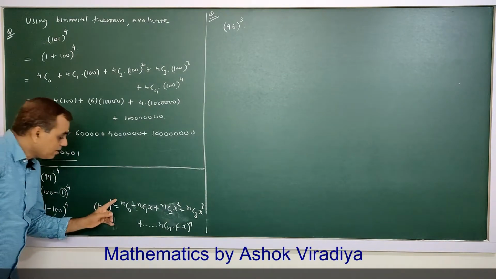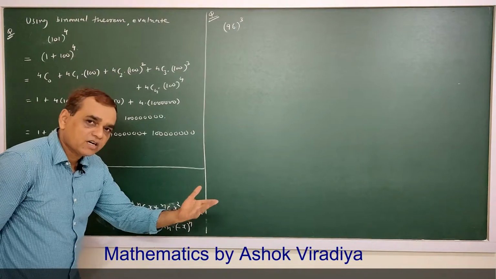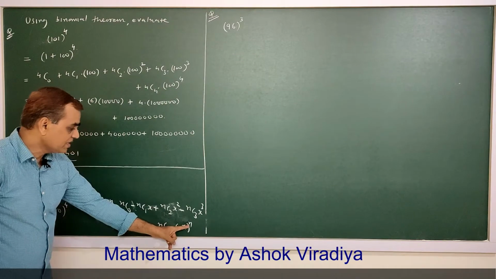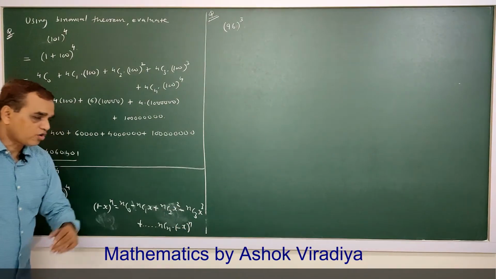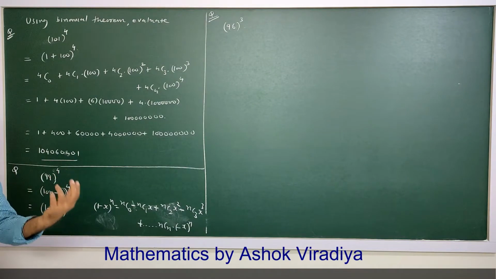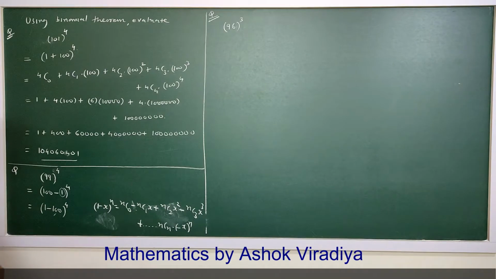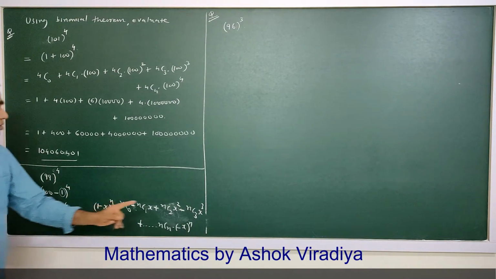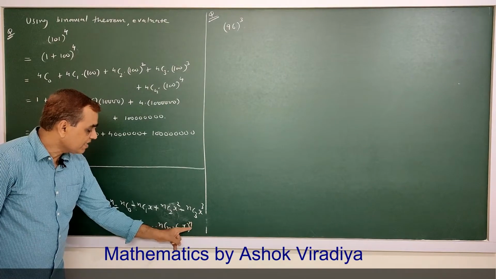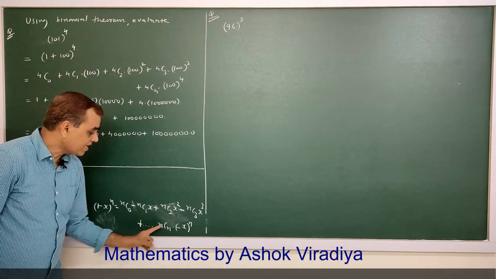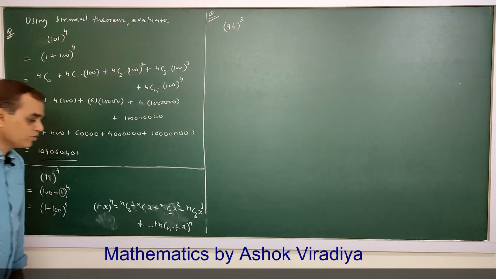We keep alternate signs: plus, minus, plus, minus. Automatically you will get the sign of the last term. If n is odd, the last term ends with a negative sign. If n is even, the last term ends with a positive sign. So the sign of the last term, minus x raised to n, depends on n: for even n it will be plus, and for odd n the last term will be negative.